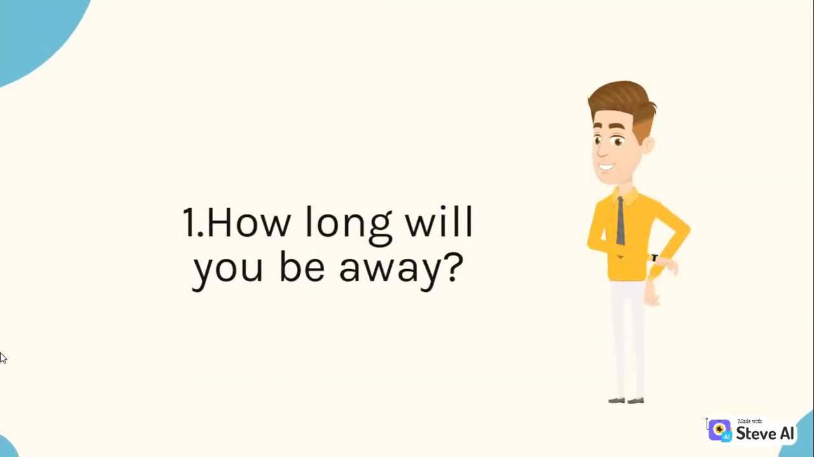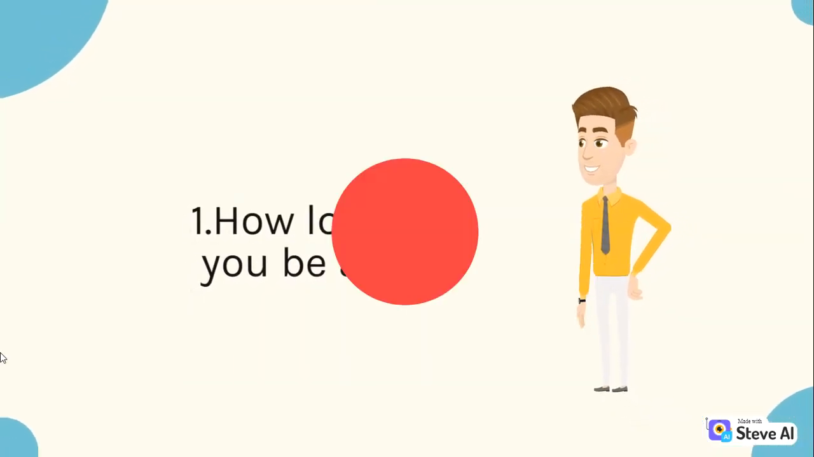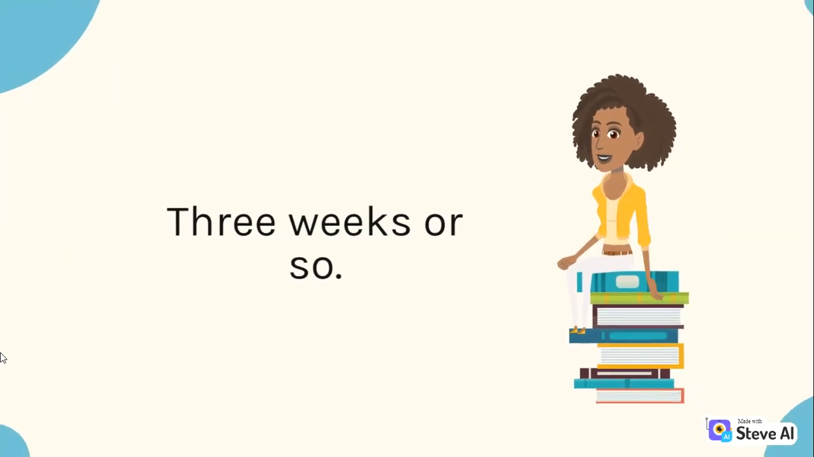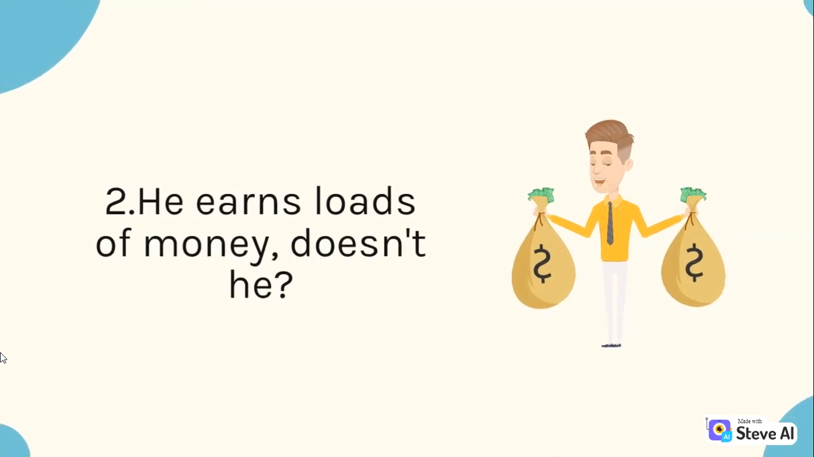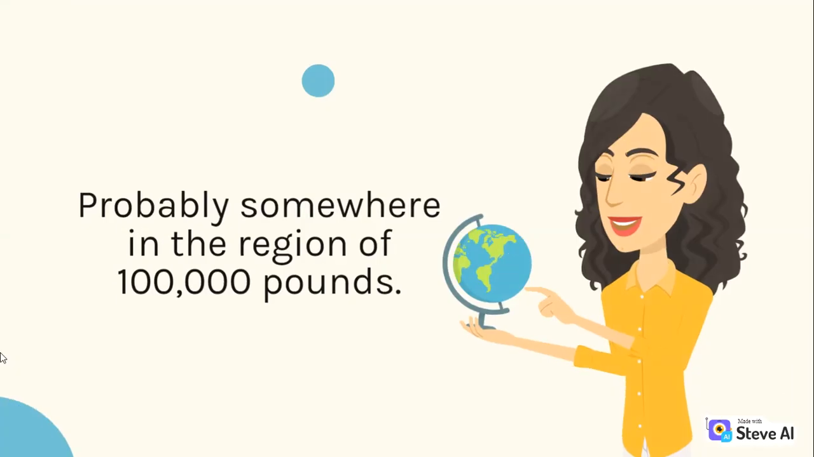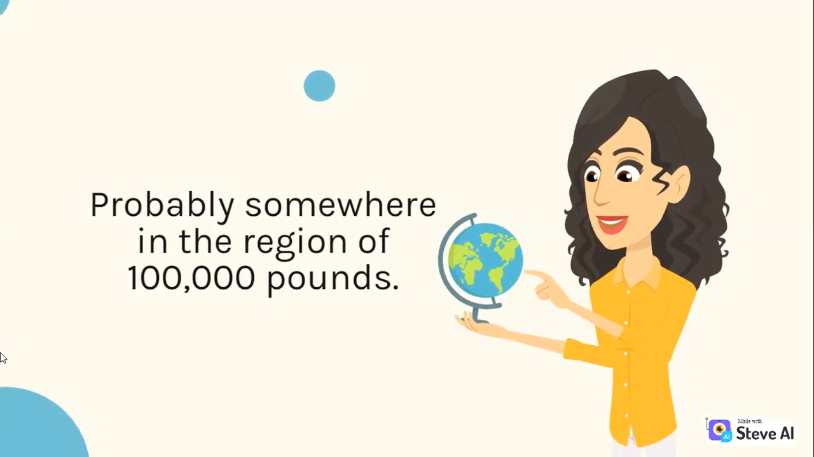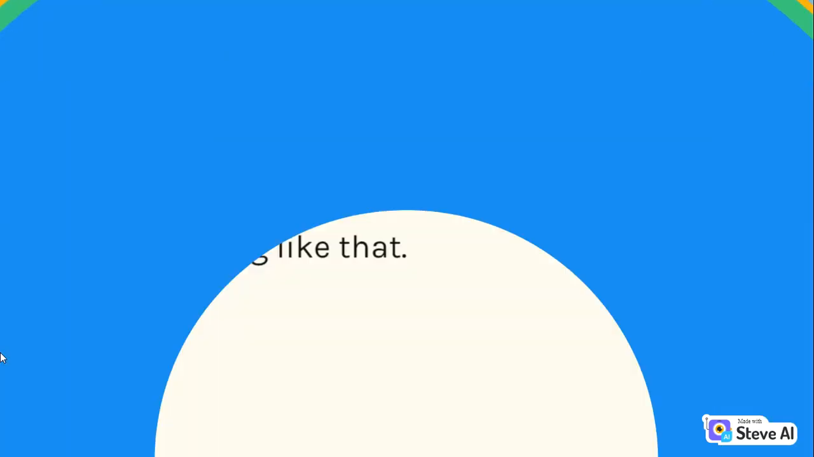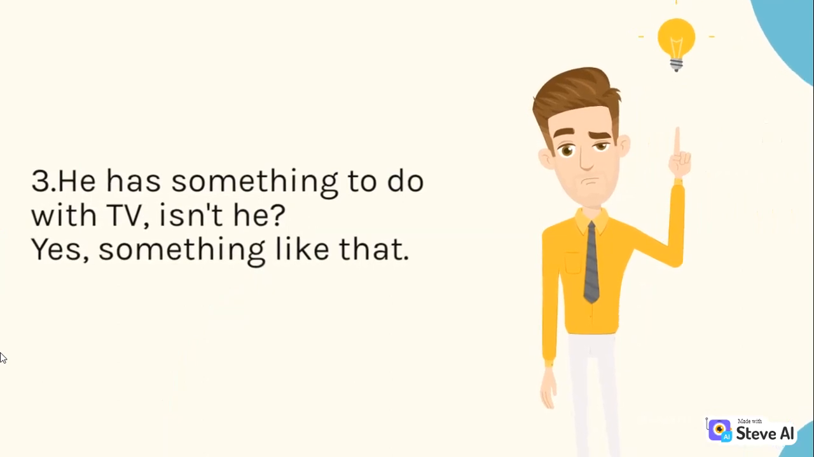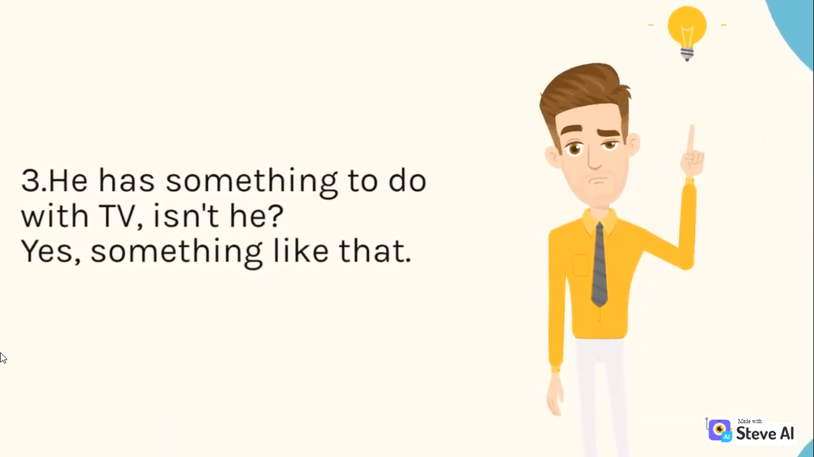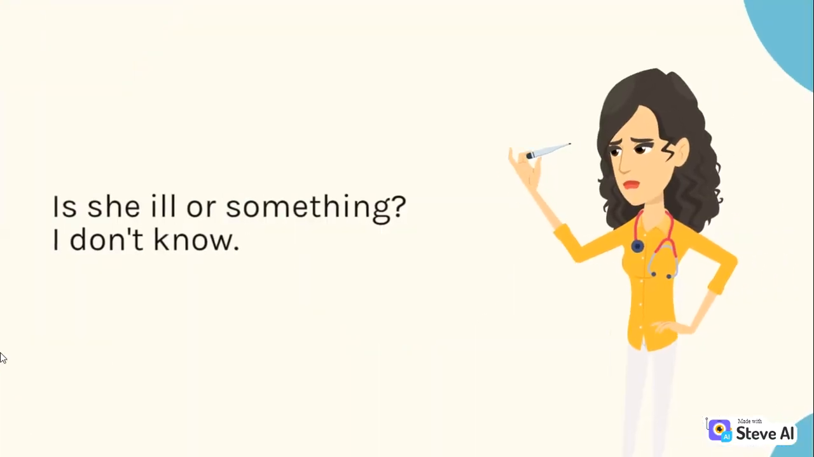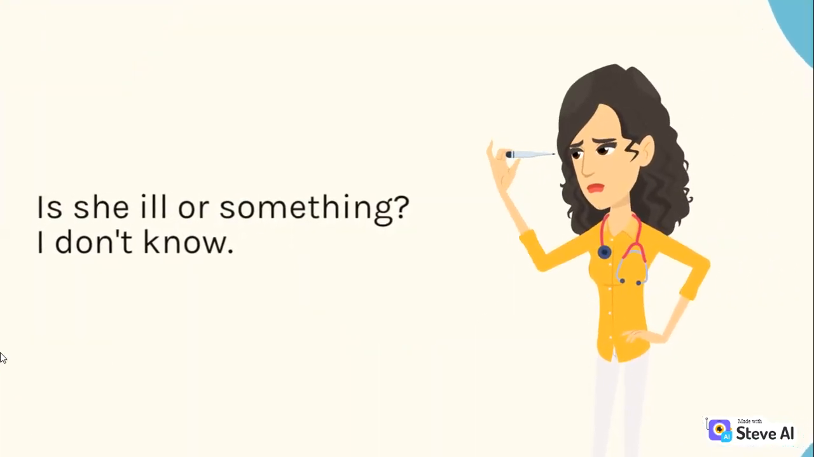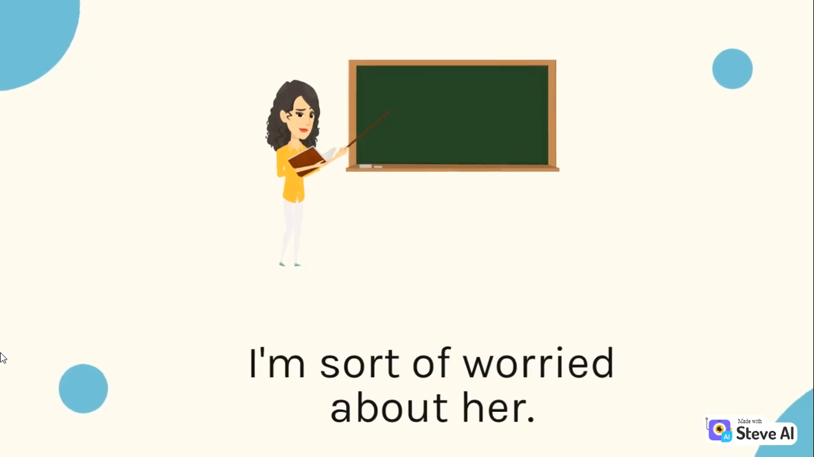1. How long will you be away? 3 weeks or so. 2. He earns loads of money, doesn't he? Probably somewhere in the region of £100,000. 3. He has something to do with TV, isn't he? Yes, something like that. 4. She doesn't look well. Is she ill or something? I don't know. I'm sort of worried about her.